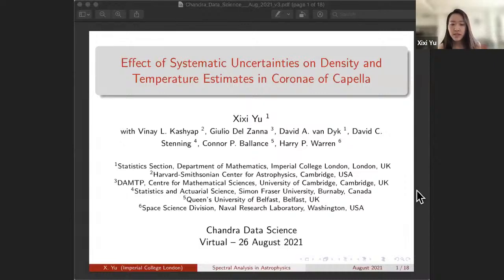So I'm going to talk about my work relating to the effect of systematic uncertainties on density and temperature estimates in stellar spectral analyses. Specifically, we focus on the Capella study. This is the second part of our work. For the first part, we incorporated atomic data uncertainties into the solar spectral analysis via a case study on Fe XIII.